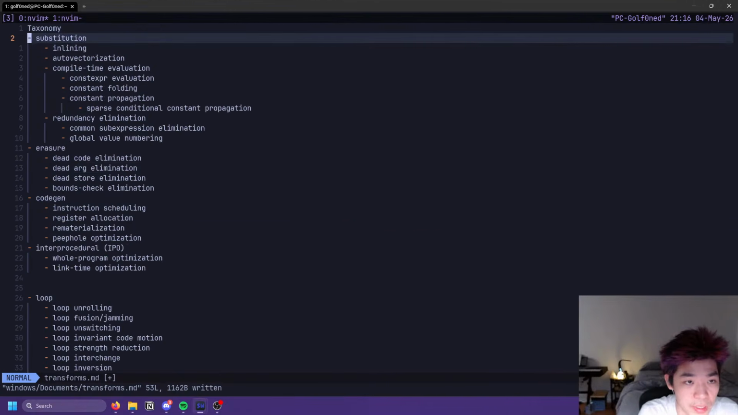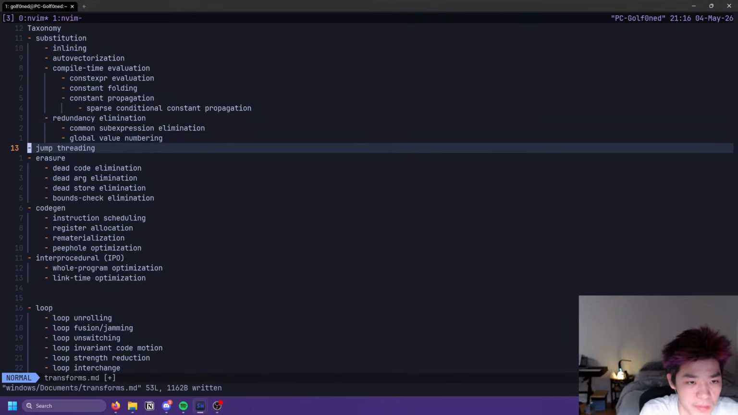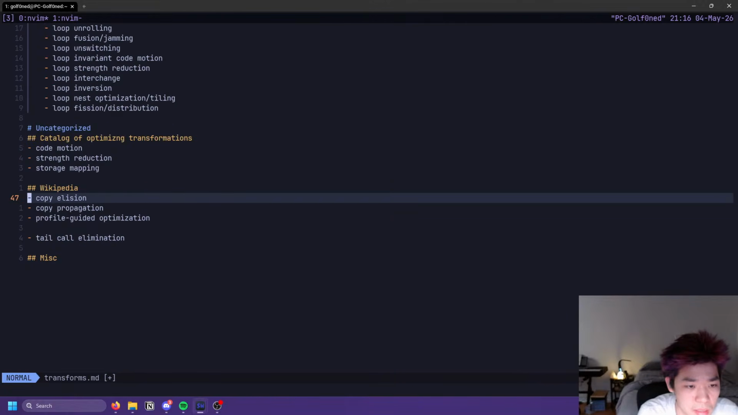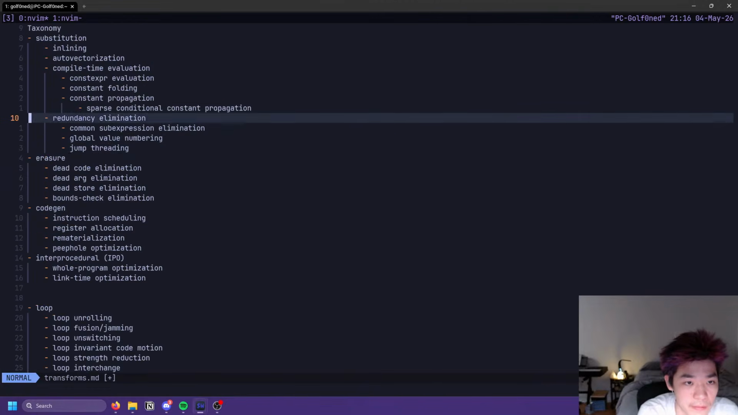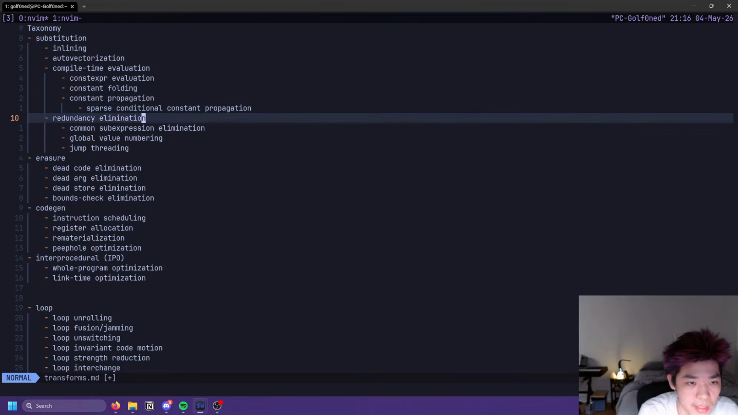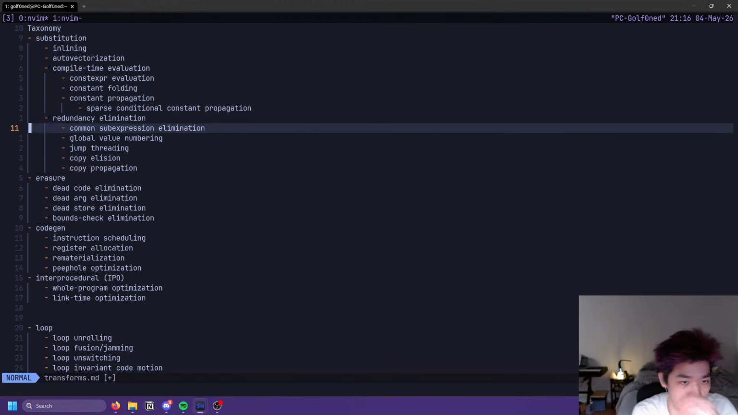Jump threading we can put in substitution, I think. Redundancy elimination, I guess we can put that there. I think that makes sense. Copy elision, copy propagation kind of fall under here, I think. Right? They definitely fit somewhere here. Maybe under redundancy elimination, actually. Yeah, I guess that makes sense.